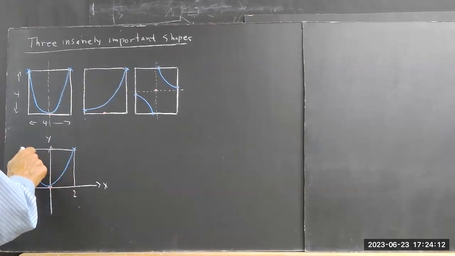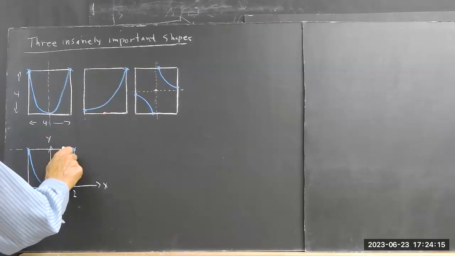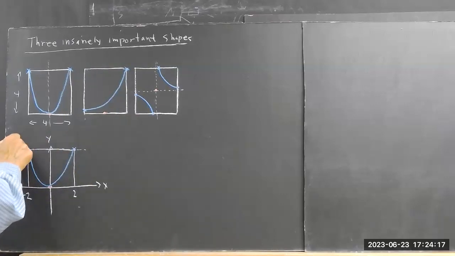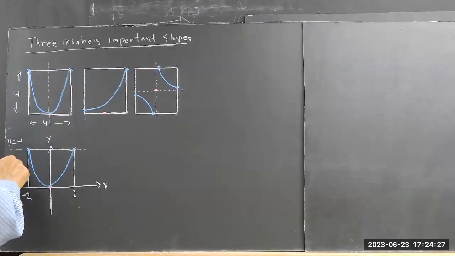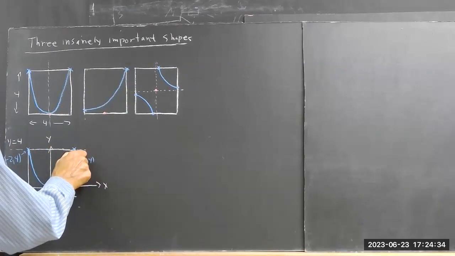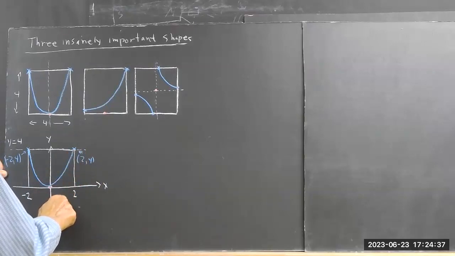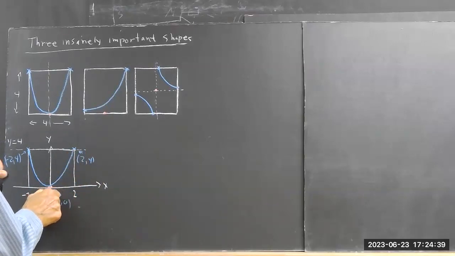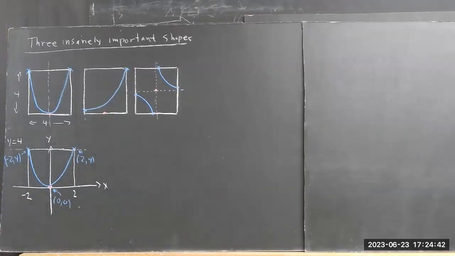So the other thing is that up here on this line, y equals 4. So we know the coordinates at 3 points. We know this point is negative 2, 4. This point is 2, 4. And this point, the origin, is 0, 0. And so there we have a pretty good graph of this insanely important shape.